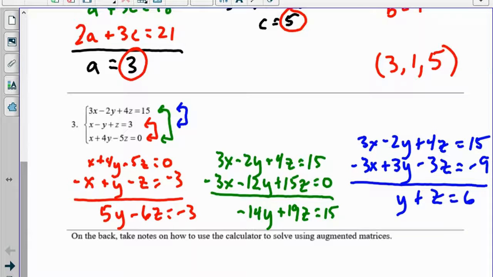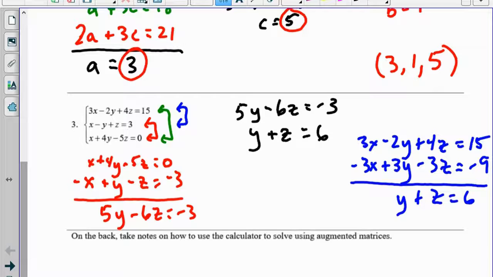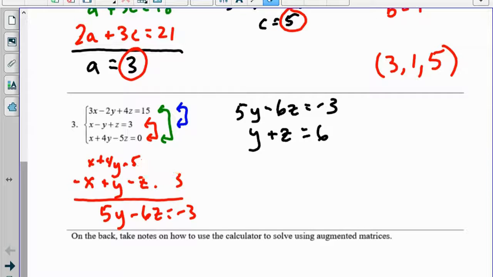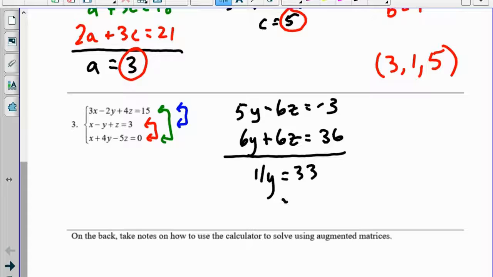What I'm going to do now is take the red and the blue equations and do a solving problem, because I looked at the green one and I don't really want to deal with the 14 and the 19 and all that other stuff. So what I have here is 5y minus 6z equals -3 and y plus z equals 6. And I'm going to do a little solving. So what I'm going to do is multiply the bottom equation by 6, and I'm just going to replace it. So that's 6y plus 6z equals 36. So 11y equals 33, and y equals 3.